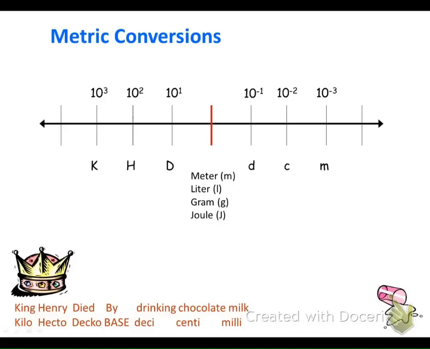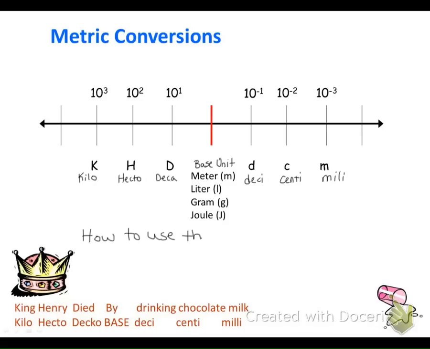Alright, so metric conversions using the scale here. This is a really nice saying that will help us remember: King Henry died by drinking chocolate milk, and it's just in order of how those values go, so kilo, hecto, deca, base, deci, centi, milli. And so if I were to fill that in on the number line here, here's kilo, hecto, deca. Our base units here, and notice those are all of our SI units too, so that's helpful. Deci, centi, and then milli.